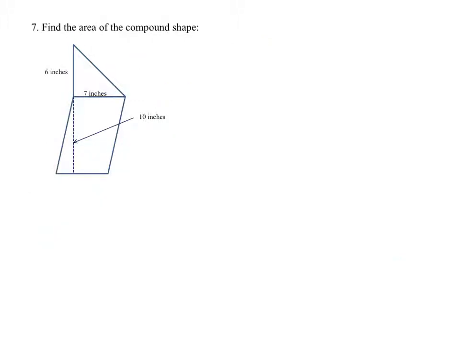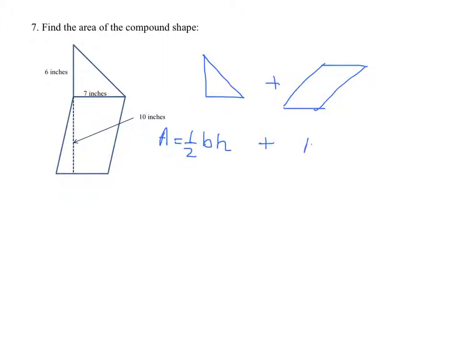Last but not least, let's find the area of a compound shape. In this case, it's a triangle and then a parallelogram that kind of looks like that. Okay, so let's get the area of the triangle, which is 1/2 base times height, and the area of the parallelogram is just base times height. So now we have all of our formulas in order.